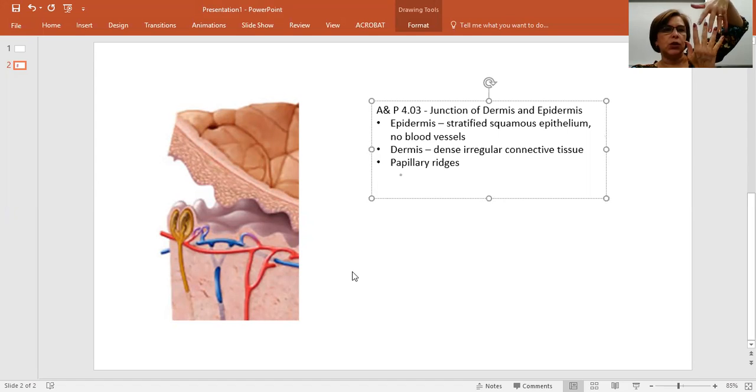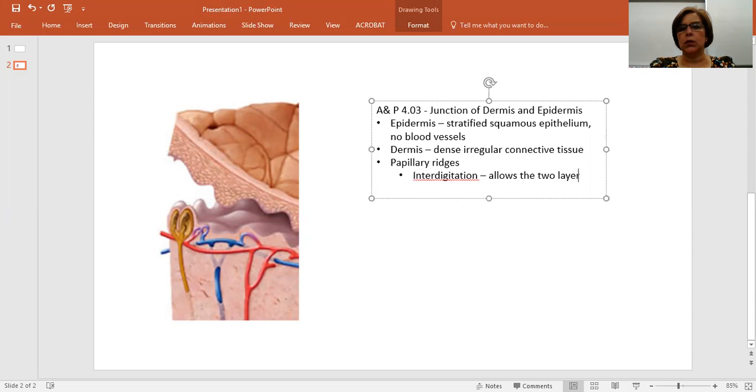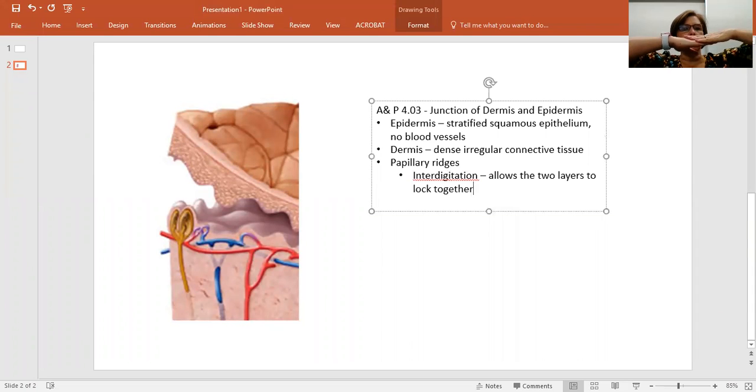And it's interesting because these are my digits, and so I'm interlocking my digits. But interdigitation allows the two layers to, in a sense, kind of lock together. And this is good, it's beneficial. Could you imagine if our two layers were laying on top of each other like this? If someone came along and did a wrist twist, your two layers of skin would just slip off of each other. Because they're interdigitated, that keeps them locked together.